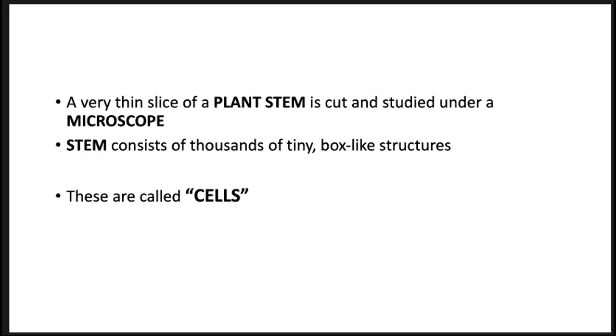If you take a very thin slice of a plant stem, cut it down and study it under a microscope, we see that the stem consists of thousands of tiny box-like structures. These box-like structures are basically called cells. Cell is the smallest unit of life, and most cells are so tiny that they cannot be seen with the naked eye. Therefore, we require the use of a microscope to study cells.